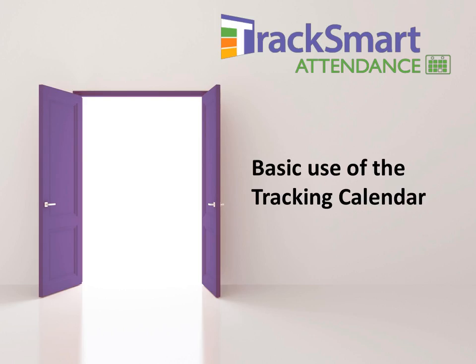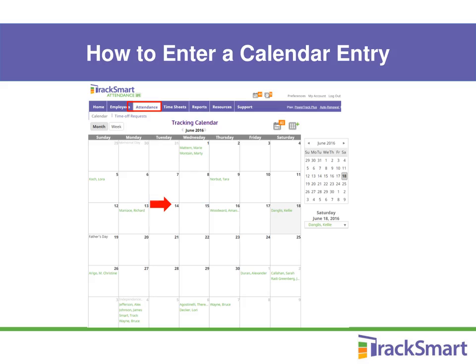Now that we have all of the preferences configured, let's take a moment to discuss the basic use of the tracking calendar in TrackSmart Attendance. Let's look at how to enter a calendar event. One of the easiest ways to create an event on the tracking calendar is directly from the calendar view. First, click on the Attendance tab. From the calendar view, double-click on the date that you would like to create the entry. In this example, we have double-clicked on June 14th, which is indicated by the red arrow.